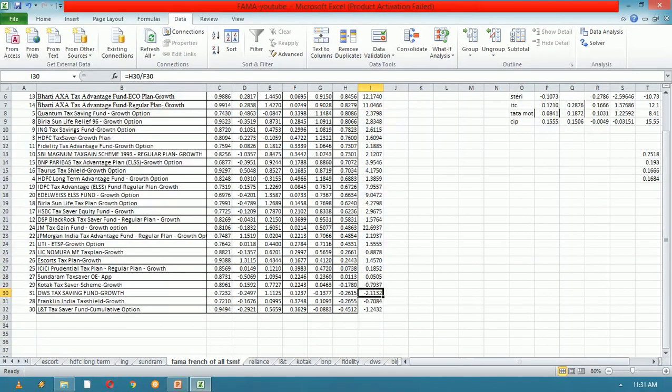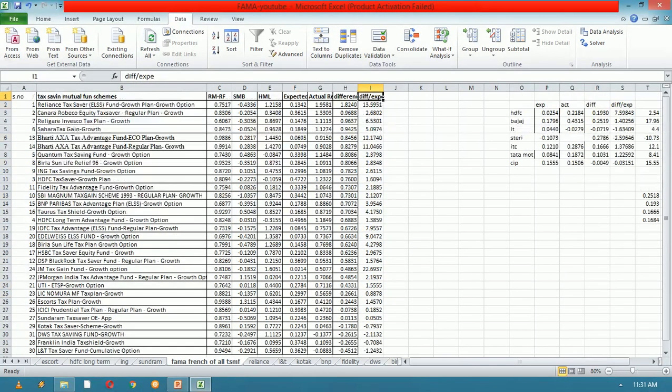So like this you can calculate the Fama French three-factor model. You can do analysis based on this.